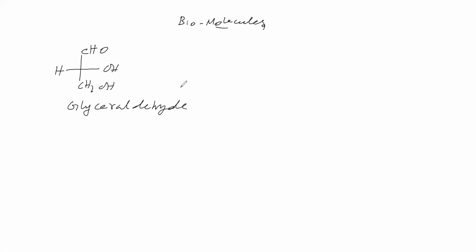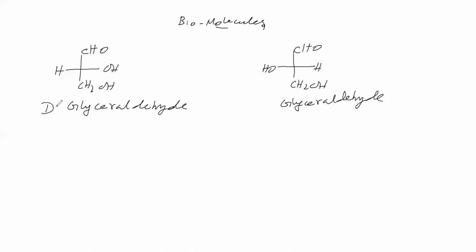This name is glyceraldehyde. Next we will invert this chiral carbon H and OH. So we got this, which is also glyceraldehyde. In this glyceraldehyde, the chiral carbon OH group is on the right side. Therefore, it is coming under capital D configuration.